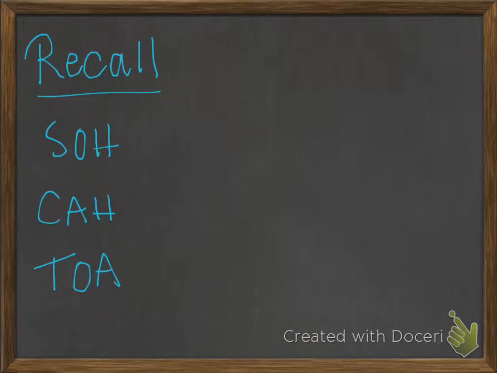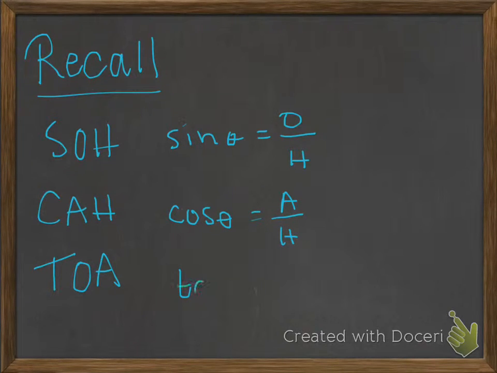So remember that this stands for sine of theta is equal to opposite over hypotenuse. This stands for cosine of theta is equal to adjacent over hypotenuse. And tangent of theta is equal to opposite over adjacent.